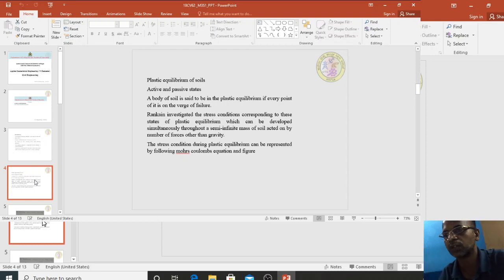The pressure is in such a way that it is on the verge of failure, then it is called plastic equilibrium. Rankine investigated the stress condition corresponding to this state of plastic equilibrium, which can be developed simultaneously through a semi-infinite mass of soil acted on by a number of forces other than gravity. The stress condition during plastic equilibrium can be represented by the Mohr-Coulomb equation.